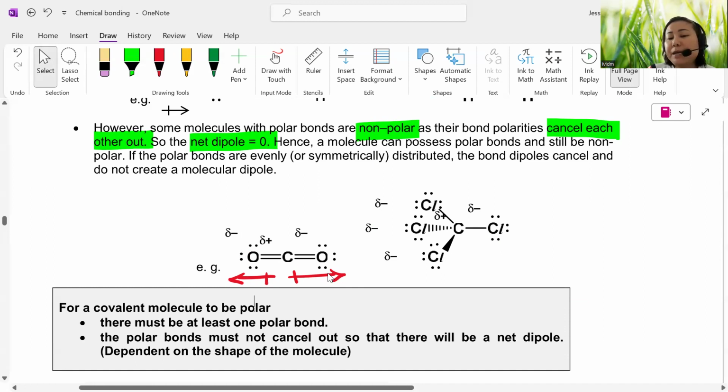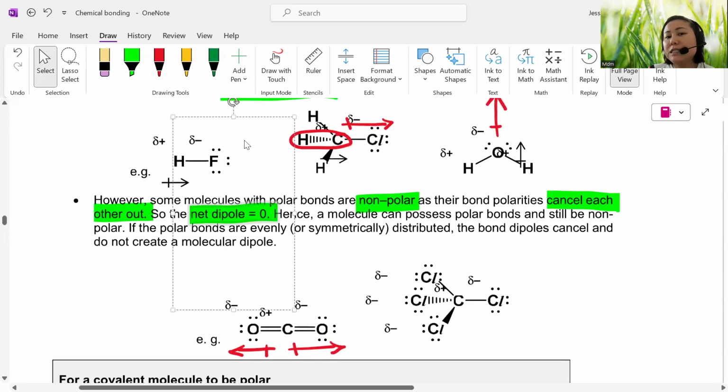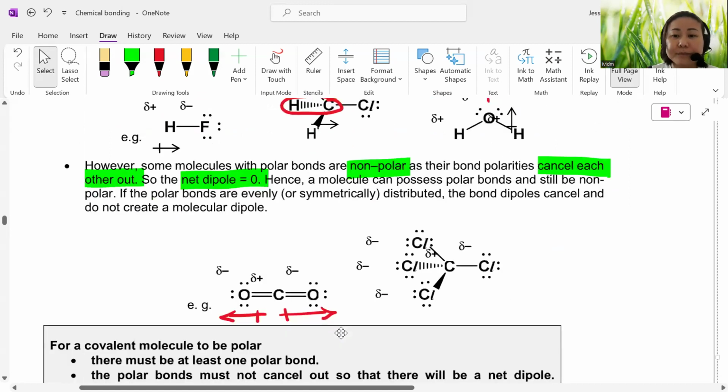So you can see that based on the direction and based on the magnitude, in this case, when we sum up the dipoles, they cancel out nicely. So because the dipoles cancel out nicely, we have a net zero dipole moment, and therefore this molecule is non-polar even though the bonds are polar. Okay, I repeat. So this molecule is non-polar even though the bonds are polar.